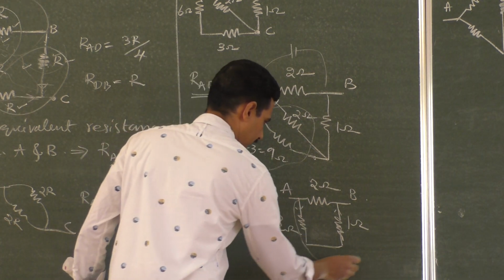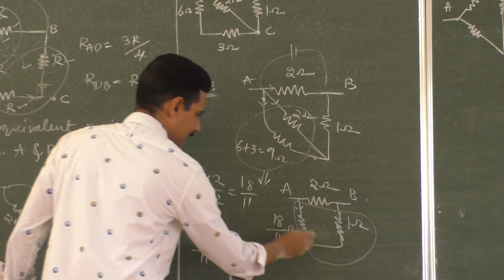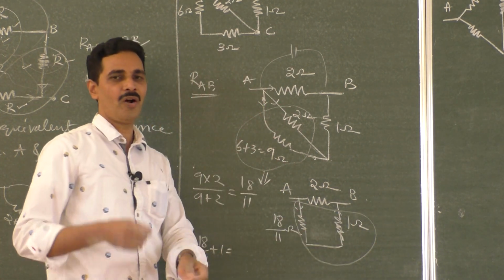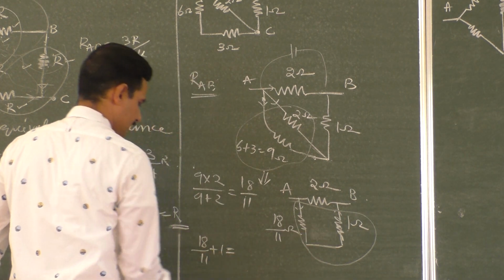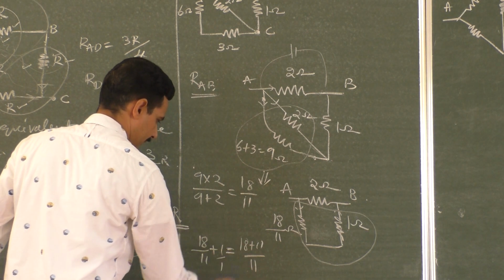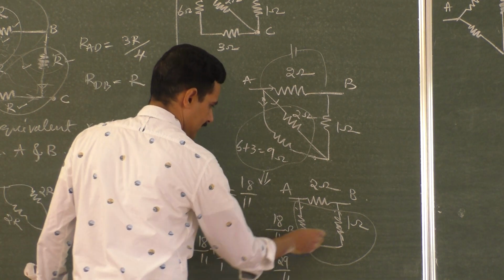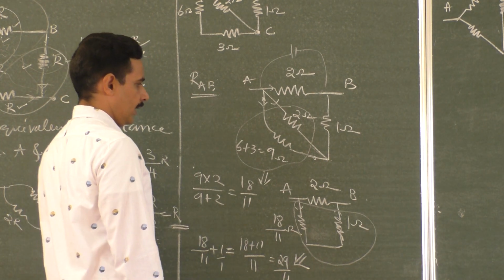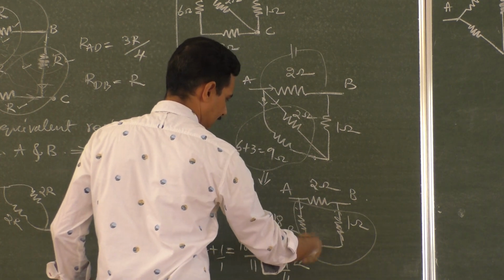You find out the equivalent of this one. What is that? 18 by 11 plus 1, because they are in series. You remove this chain like a necklace, right? Remove that necklace, replace it by a costlier and beautiful necklace. 18 by 11 plus 1 is equal to, 11 common denominator, 18 plus 11, right? 1 11s are 11. It is 29 by 11. 29 by 11 is the resistance of this. So shall we replace it? Finally, I'll write it here. Finally, we have 2 ohm and this 29 by 11 ohm.